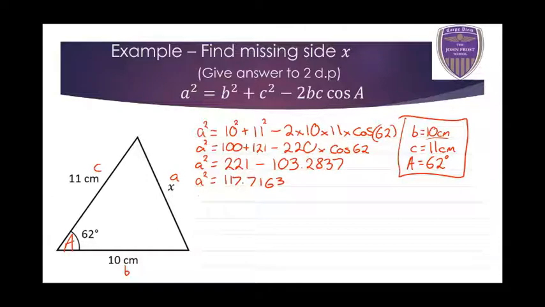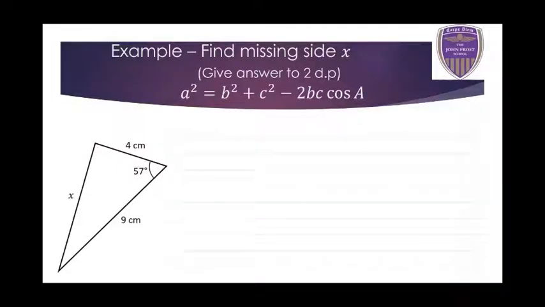So now we know that A squared is 117.7163. That must mean that A, because the opposite of squaring is the square root, is the square root of 117.7163. And if you type that in your calculator, you should get A to be 10.85 centimeters. Okay, and A is also X. A is just the missing side X. So I've used A for the formula, but remember what we've solved for X. So the first example, X was 10.85 centimeters.